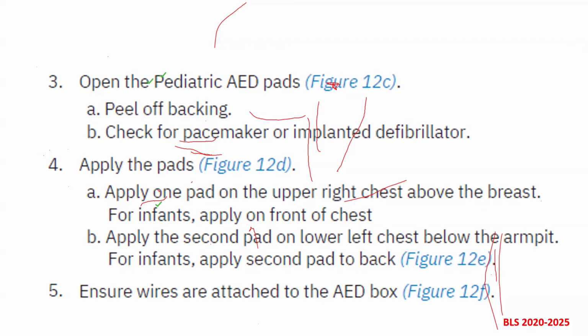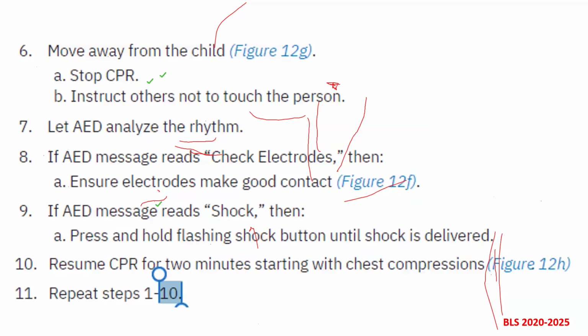Ensure wires are attached. Move away from the child. Stop CPR. Instruct others not to touch the person. Let the AED analyze the rhythm. If the AED says check electrodes, then ensure the electrodes are in good contact. If the AED message says shock, press and hold the flashing shock button until the shock is delivered, and resume CPR for 2 minutes, starting with chest compressions.